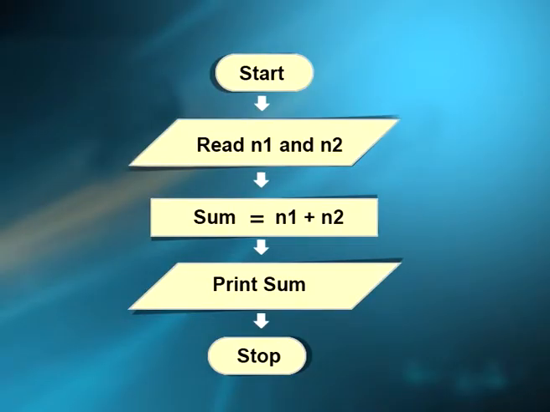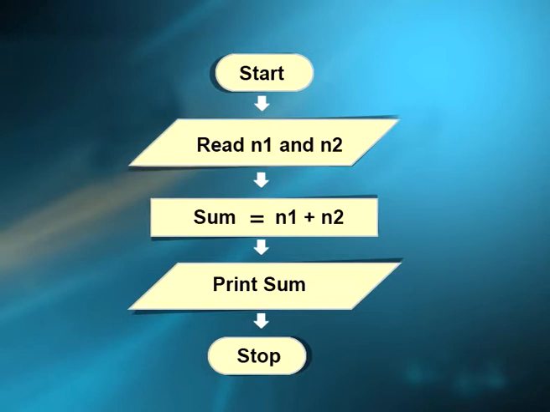Now, we can design a simple flowchart to find the sum of two numbers. The flowchart begins with the terminal symbol start. Here, there are two variables n1 and n2. To read these values, we use the input symbol, the parallelogram. The value of the sum is stored in the variable sum.